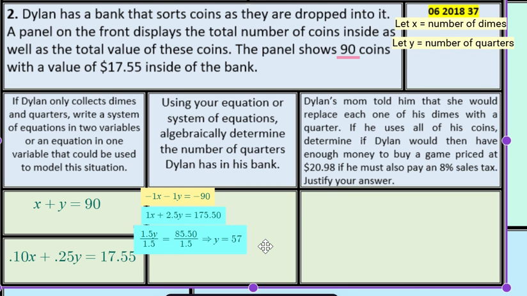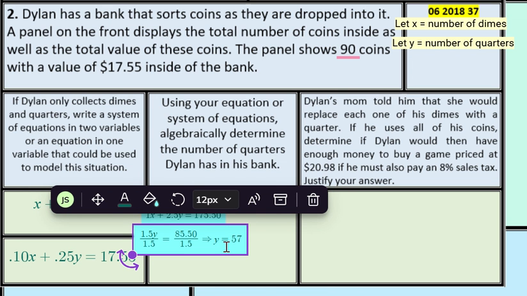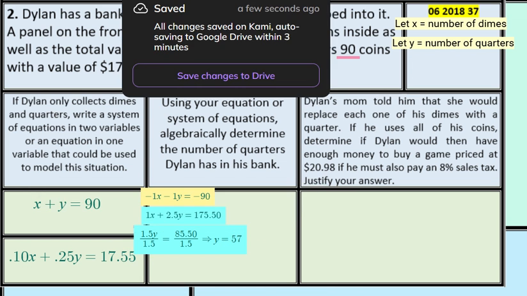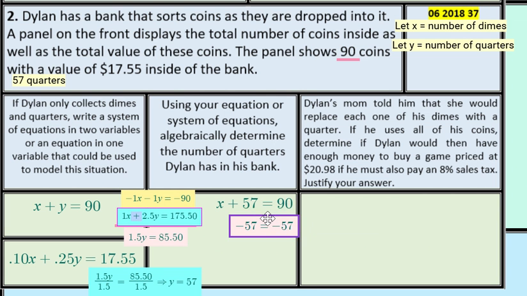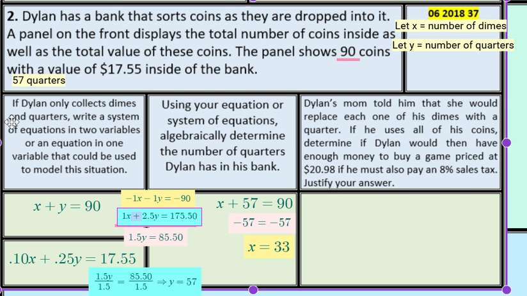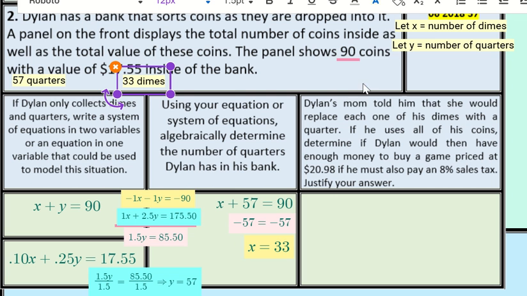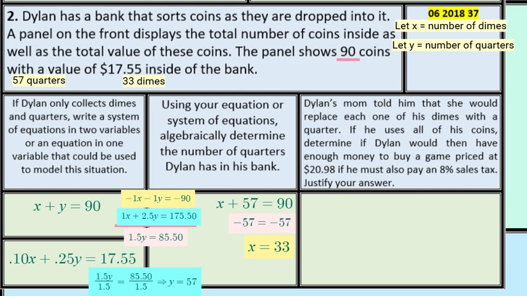So the question asks, how many quarters were in Dylan's bank? We have our answer. There were 57 quarters in Dylan's bank. Now, oftentimes we are asked to find both, so I just want to show that if I put 57 back into that first equation, subtract 57 from both sides, we also find out that x is 33. So there were 57 quarters and 33 dimes.